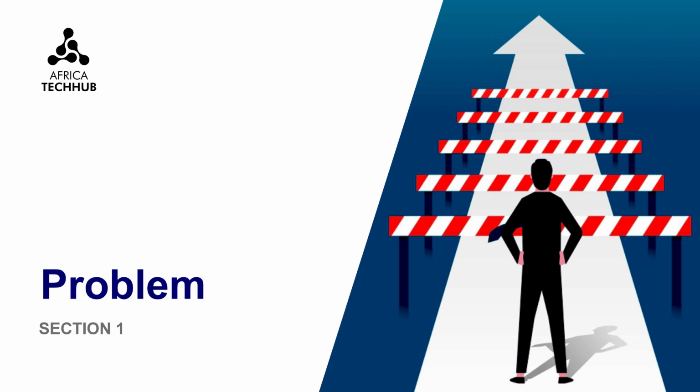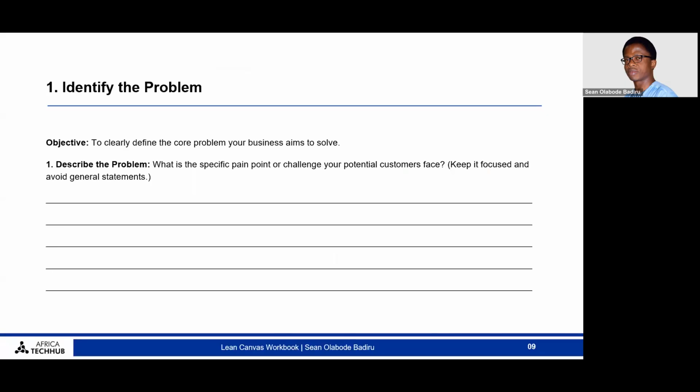So the first section is the problem. Identify the problem. Now, the objective is to clearly define the core problem your business aims to solve. What are the specific pain points or challenges your potential customers face? And we need to keep it focused and avoid general statements.